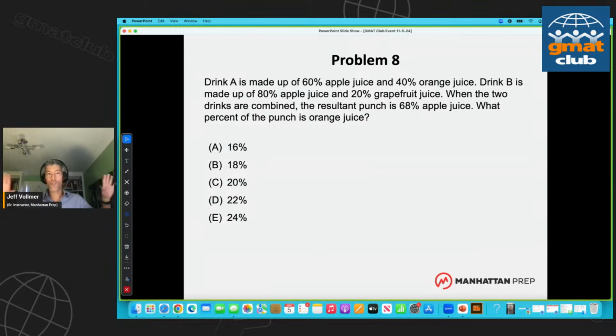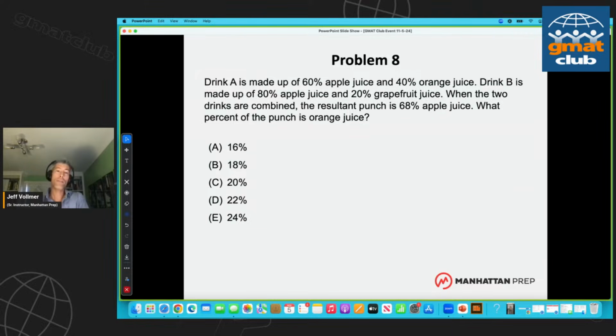So we have two different drinks. Drink A, majority apple juice. Drink B, also majority apple juice, but more so, 60% versus 80%. And then there's some orange juice in drink A. 40% of drink A is orange juice. 20% of drink B is grapefruit juice. I have no idea if there are drinks like this out there. They don't seem like they'd be a good color, but I am not a professional GMAT problem writer, and I didn't research a lot of juices.